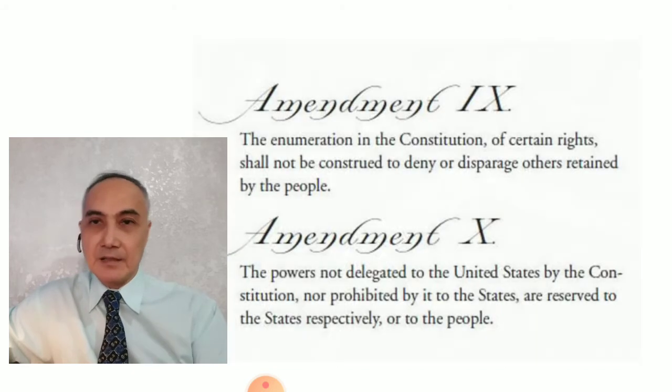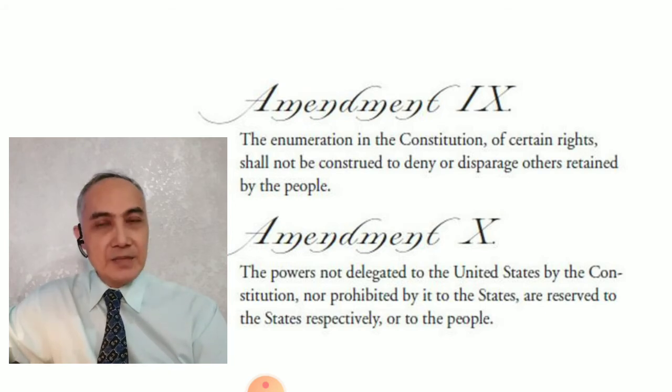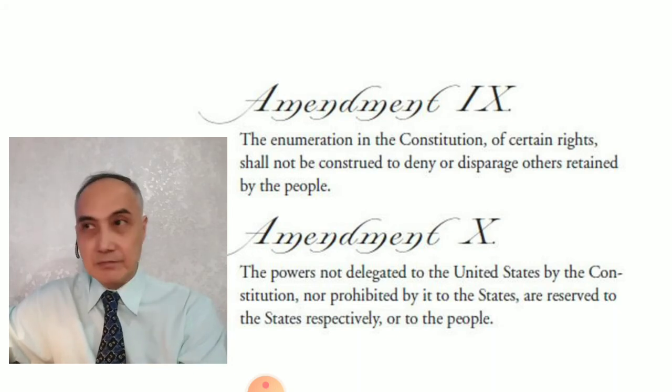Okay. Then we have the Ninth and 10th Amendments. As you can see there, they're quite short and refer to at least a couple of things. The Ninth and Tenth Amendments refer to the retained rights that are not enumerated and are reserved in the states or to the people directly.